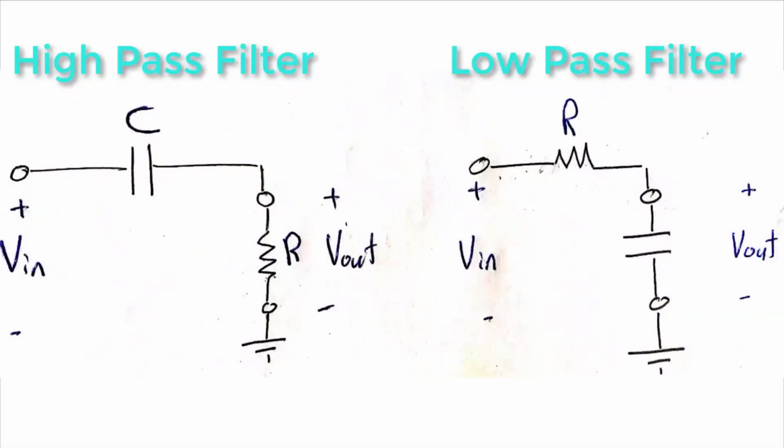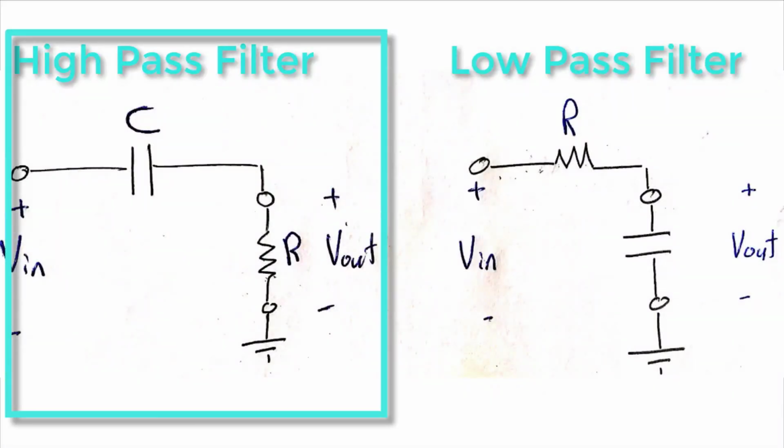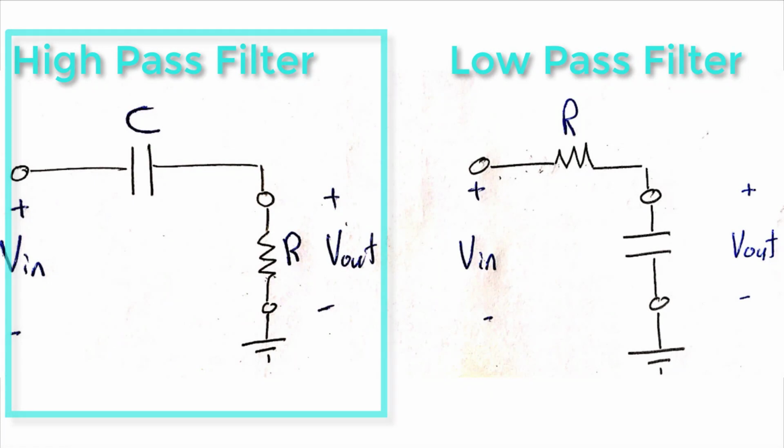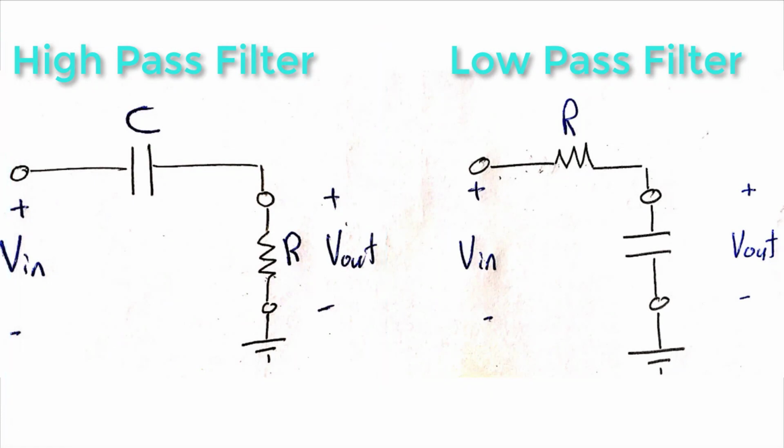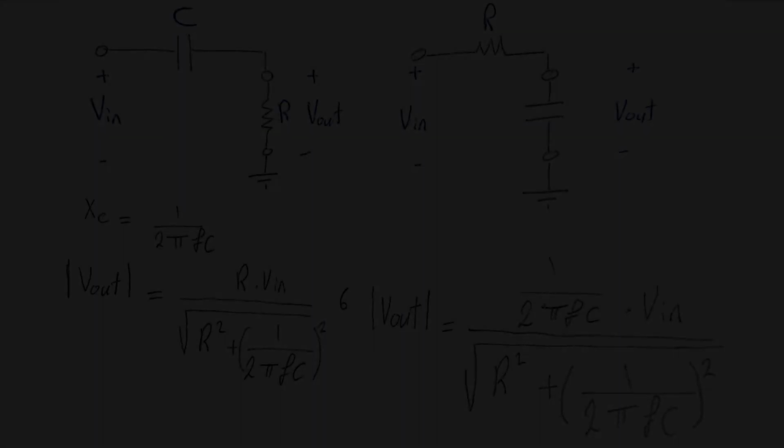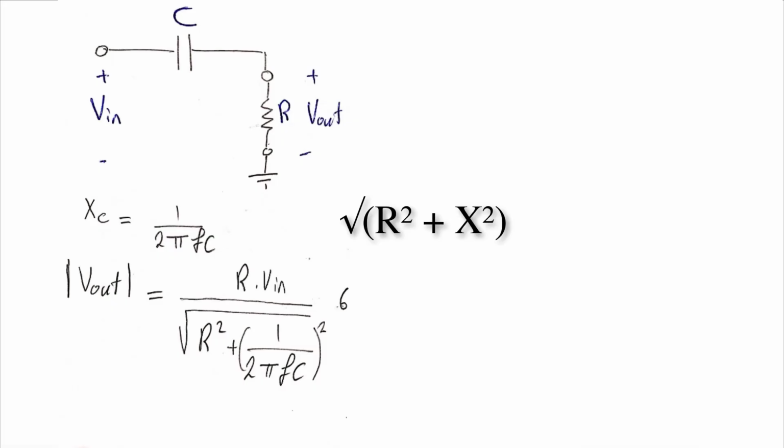Now let's have a look at the working principle of high-pass filters before jumping into its application. All we need is to find the relationship between the input voltage and the output voltage, and this is possible by applying the voltage division formula. Of course, we need to remember the capacitor reactance and the impedance formulas. And here you go. Now we have the output voltage amplitude formula in terms of the input voltage.